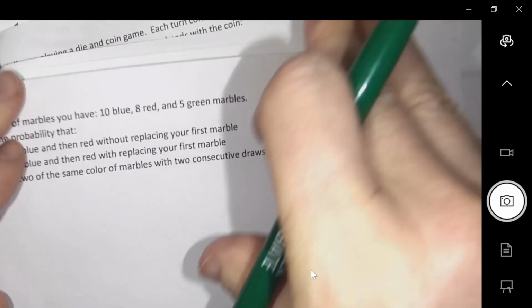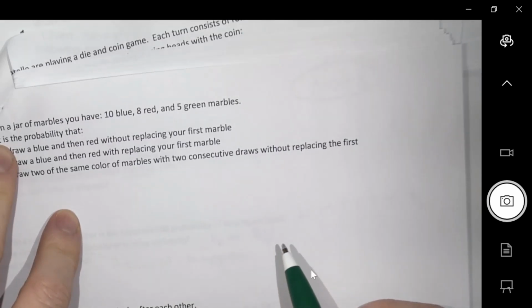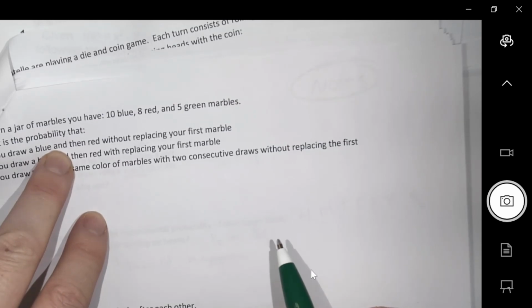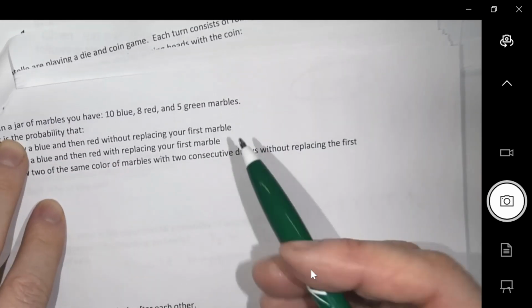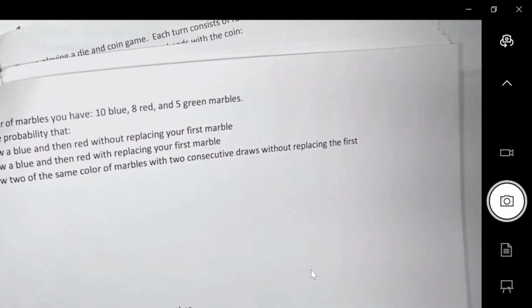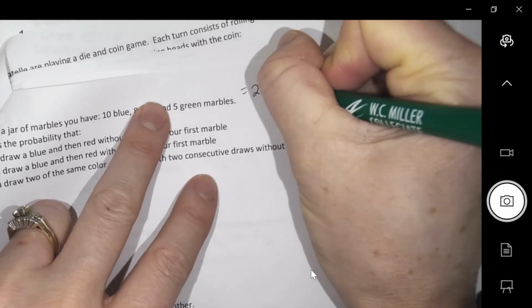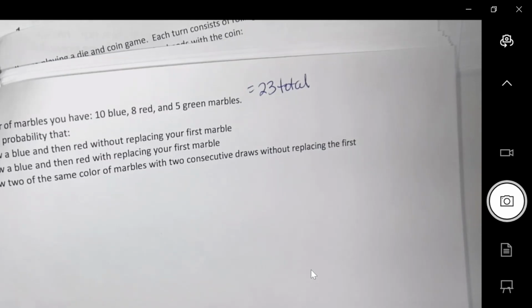Okay, 2 more questions and then we're done. Okay, in a jar of marbles you have 10 blue, 8 red, 5 green. What's the probability that you draw a blue and then a red without placing your first marble back? Okay, so how many is this all together here? 10 plus 8 plus 5. We have 23 total marbles.